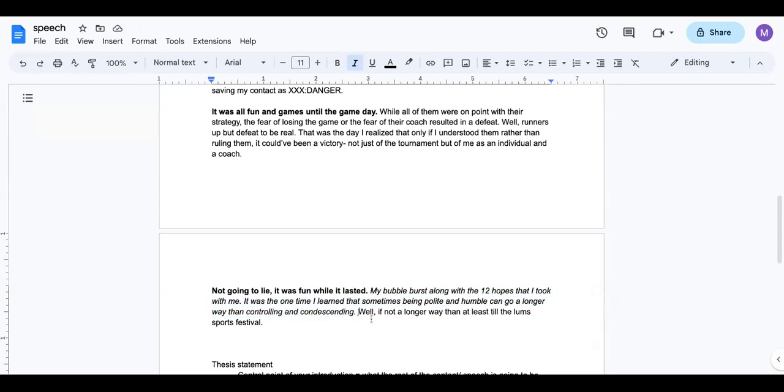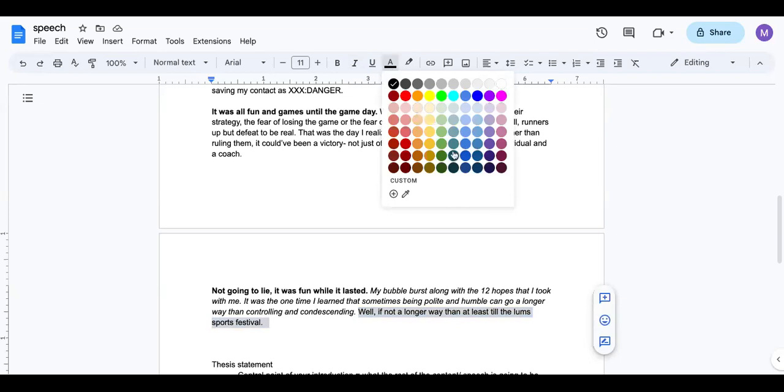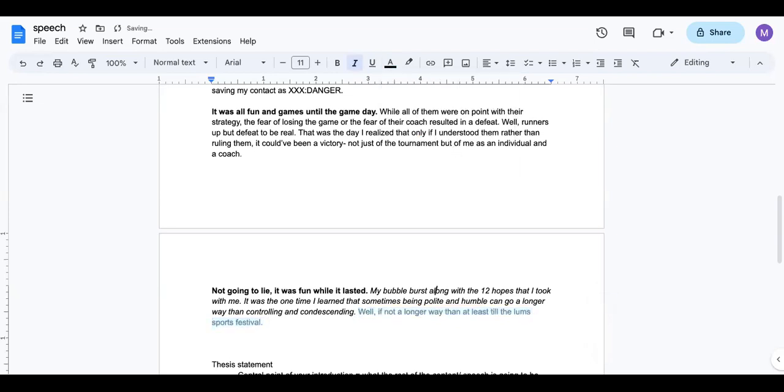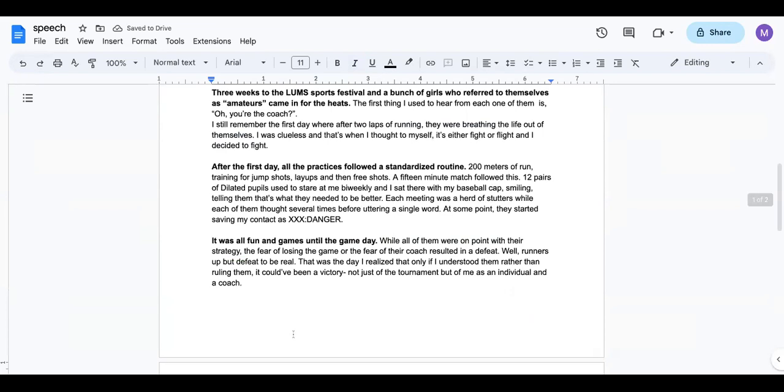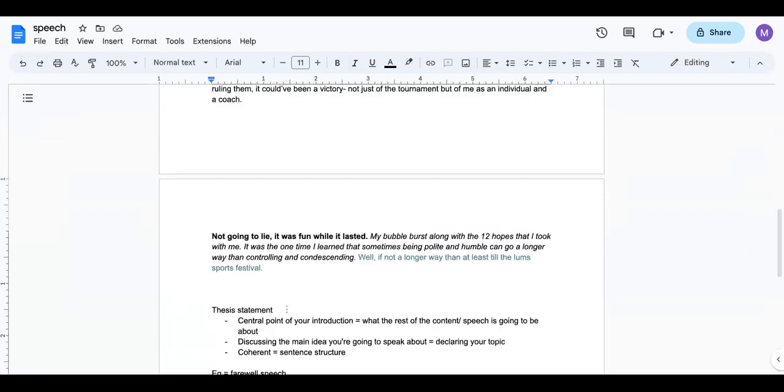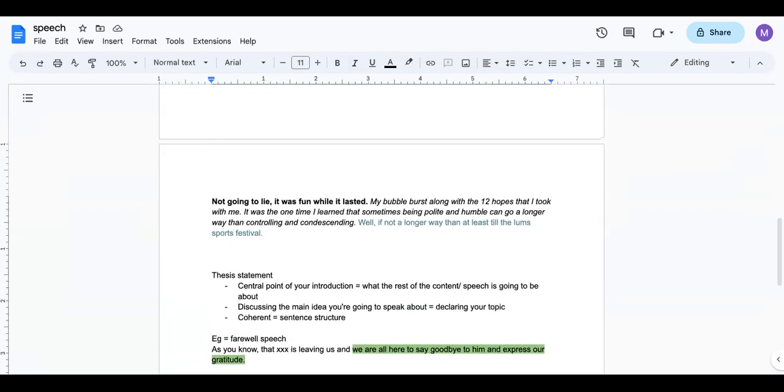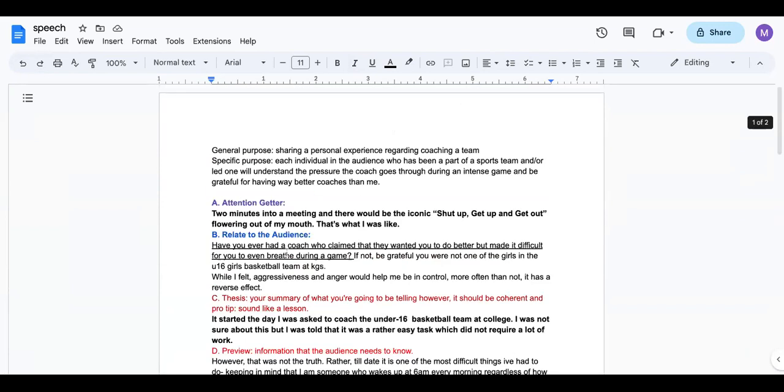So my last statement was that I learned sometimes being polite and humble can go a longer way than controlling and condescending. And then I said, well, if not a longer way, then at least in the Lump Sports Festival. So I just said that even if it doesn't go a really long way, it is definitely going to go till the victory of the Lump Sports Festival, which is what matters over here. So that's me closing with an impact. Do you see how short it was, but how much it shows in just this one speech? Yes. Okay, that's one example.